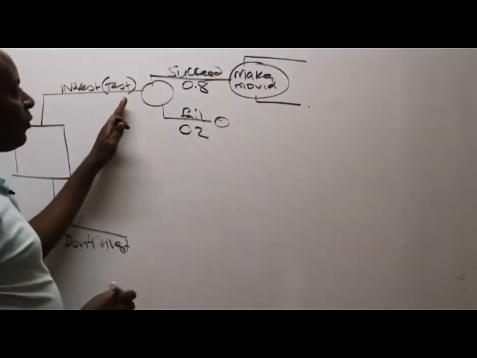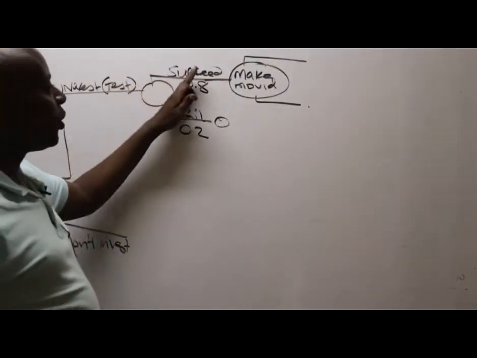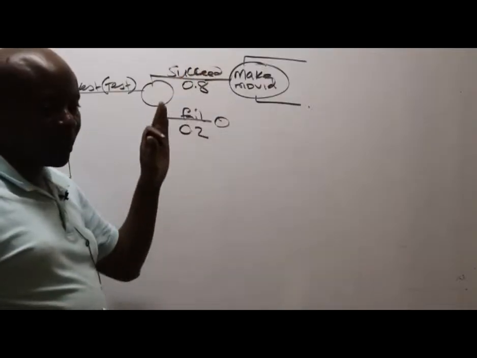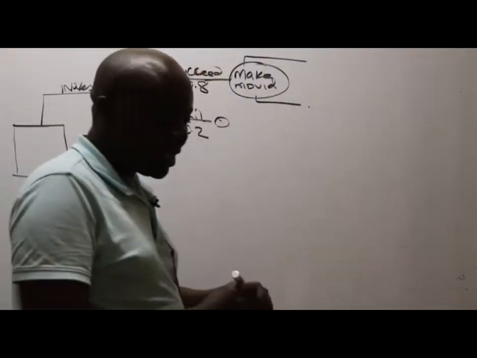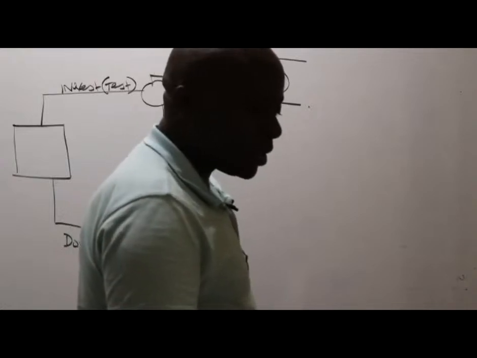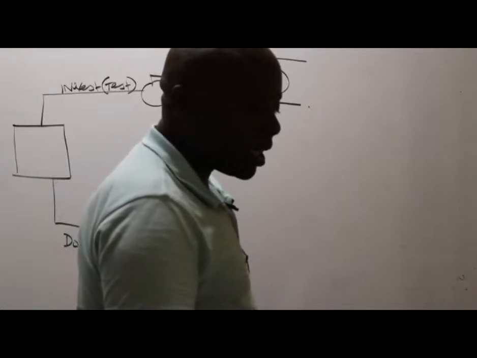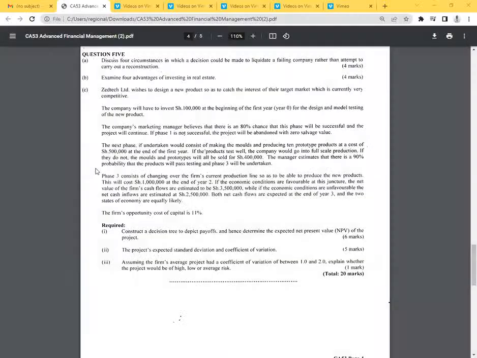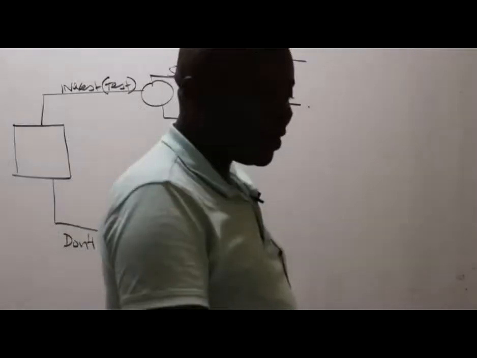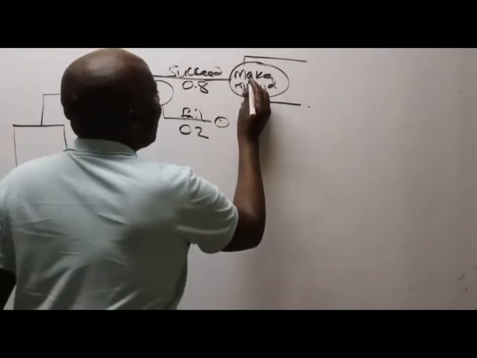Here I did a test drive. I succeeded. And when I succeeded, what was I required to do? To make the molds. So now I'm making the molds there. Why am I capturing this process of making molds, ladies and gentlemen, in form of a circle? That circle is basically premised on what we are told here, that the next phase, if undertaken, would consist of making the molds and producing 10 prototype products at a cost of 500. Let's capture this cost of 500. So the cost of making the molds is 500.